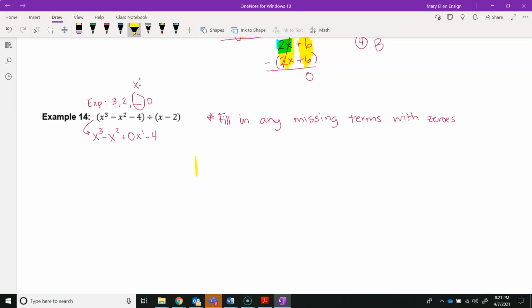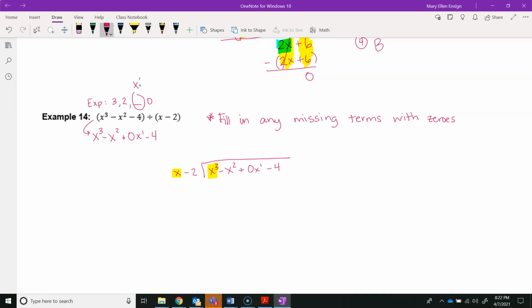Now from here, we can move on just like we were doing it before. So we can have x cubed minus x squared plus 0x to the first minus 4. On the outside, I'm going to have my divisor, which is x minus 2. And then I'm going to go ahead and just look at the first terms. Okay, so I would really suggest, now that we've gone through a few, pause the video, try to do a couple of steps on it, and then come back, okay?